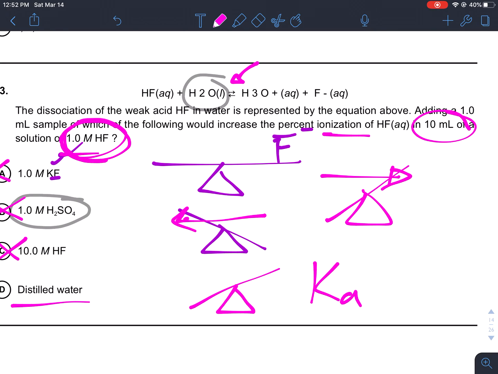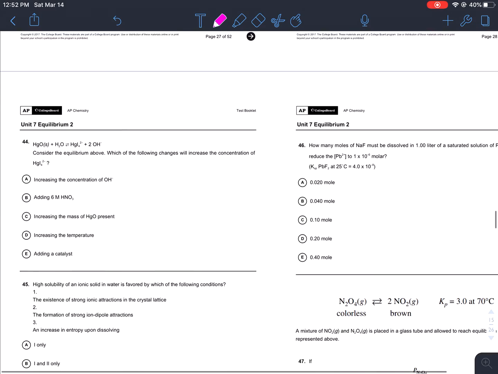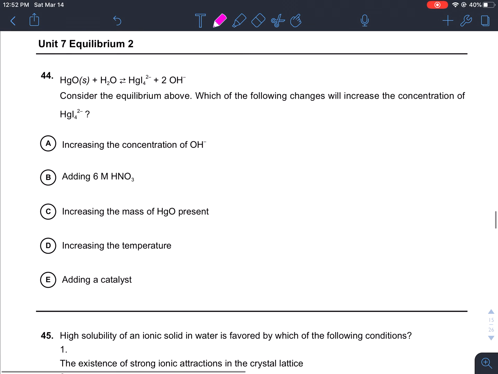So I know it's not A, B, or C, but I couldn't figure out why it was D, and that kind of bothers me. But I don't know. Sorry. Once in a while, I'm going to have ones I just don't know how to do, or I don't know what their logic is on that.